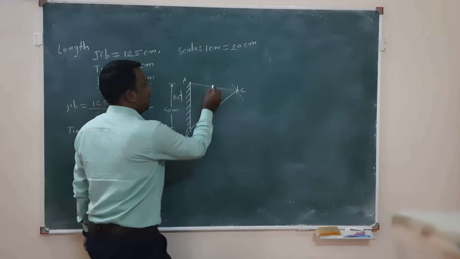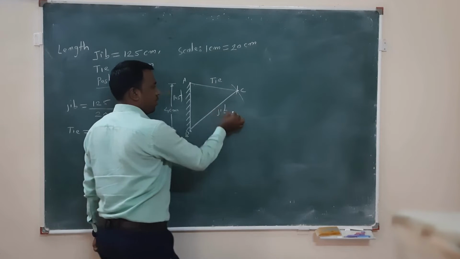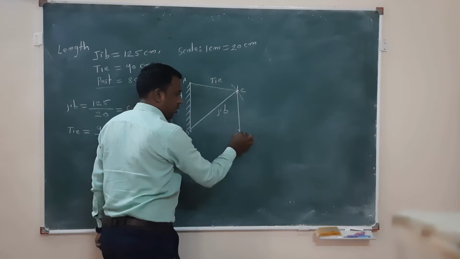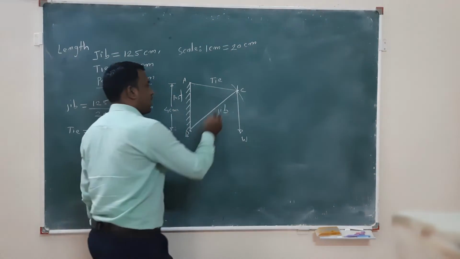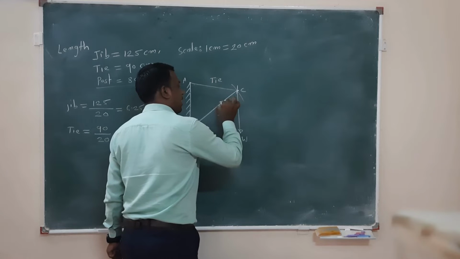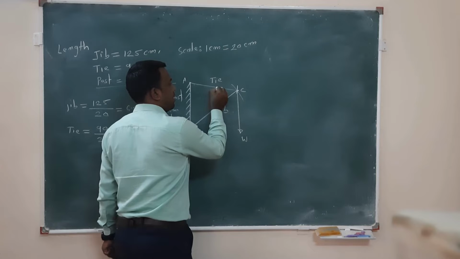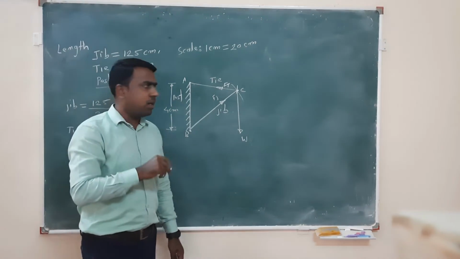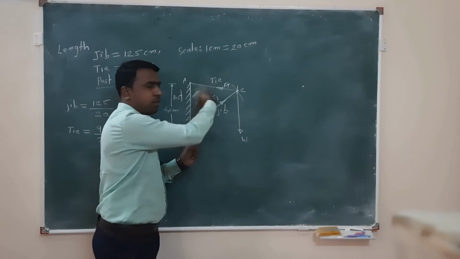So here this is the member tie and this is the member jib. So now on the point C the load W is acting in the downward direction. Okay, so the reaction given by the jib is in this direction, that is given as Fj. And reaction given by the tie is in this direction, that is given as Ft. So now on the point C के ऊपर भी तीन force act हो रहे हैं. So here you can show the C. Now this is our force triangle.